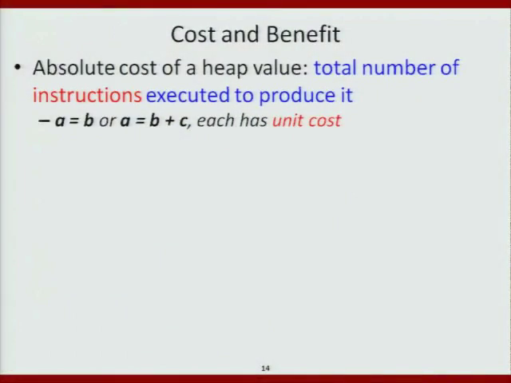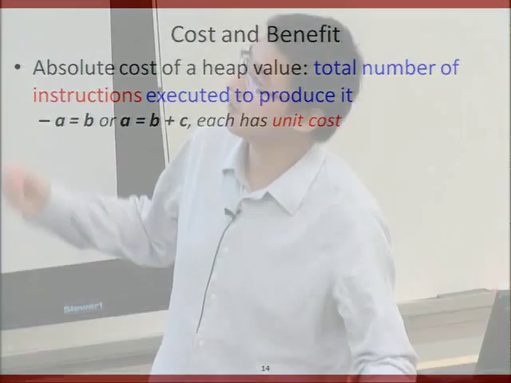Okay, now let's go back to this cost-benefit thing. So what is cost and what is benefit? The absolute cost of a heap value here is defined as the total number of instructions executed to produce a value. Each instruction here has a 3-address representation, like A equals B plus C, and each instruction is considered to have unit cost, right? So that part is really easy to understand.